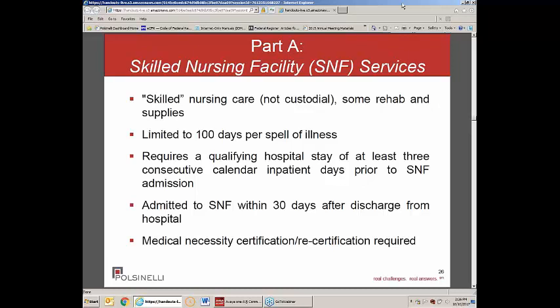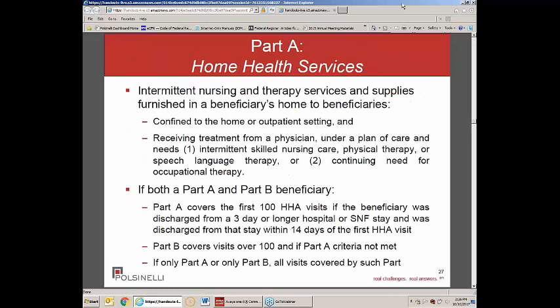Next slide. Part A also covers home health services. This is the intermittent nursing and therapy services and supplies that are provided to a beneficiary in their home. These are only for patients that are confined to their home or another outpatient setting, and that are receiving care from a physician who has established a plan of care that requires home health, because you either need intermittent skilled nursing care, physical therapy, speech language, or continuing OT.